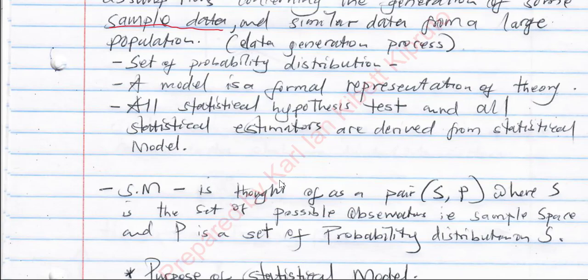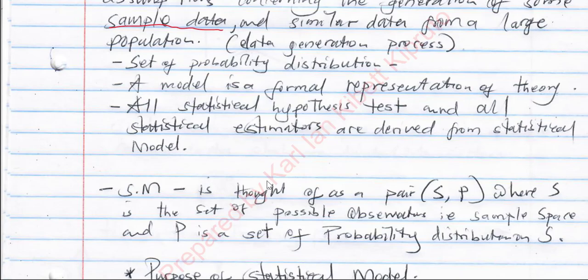So a model is just a formal representation of the theory. So this statistical model represents the formal statistical methods of how that data can be interpreted.